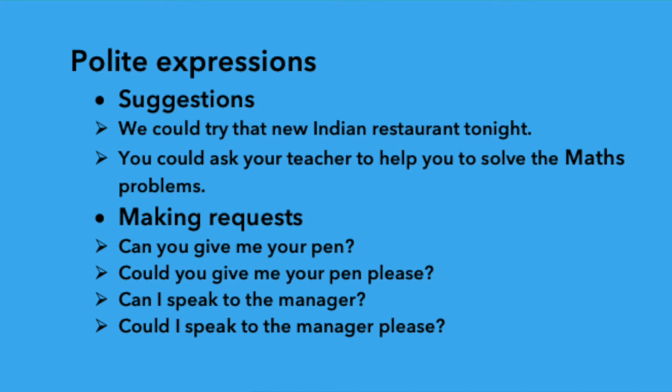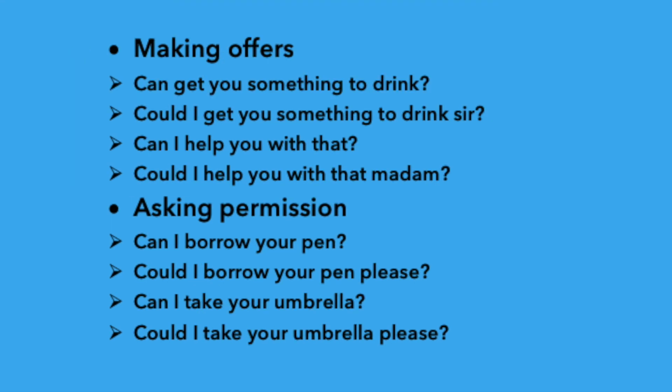Next one is making offers. Here are the examples. Can I get you something to drink? Could I get you something to drink, sir? Can I help you with that? Could I help you with that, ma'am? Could is used with sir, madam to show politeness.